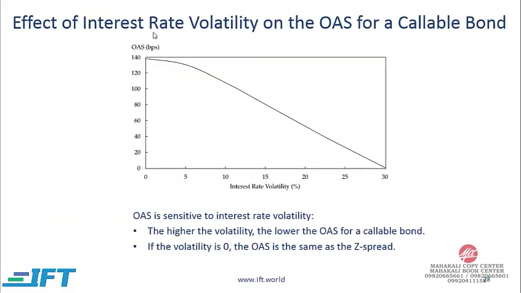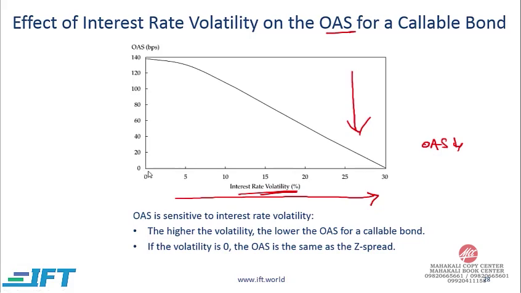Next, we look at the effect of interest rate volatility on the OAS for a callable bond. As shown in this picture, if interest rate volatility increases, the option adjusted spread comes down. In other words, when volatility increases, the interest rate tree becomes more spread out or more dispersed, and the OAS comes down. If the interest rate volatility is 0, then the OAS is the same as the Z spread.